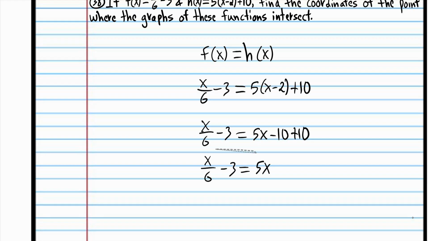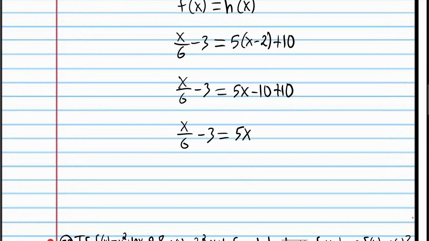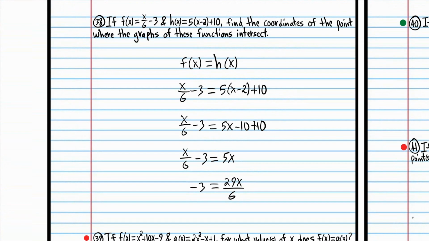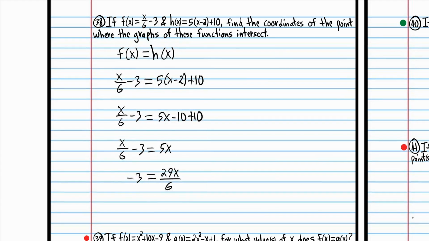And we can subtract x over 6 from both sides of the equation, and we get 29x over 6. Let's find some more room. This is step 1, by the way, of this problem.